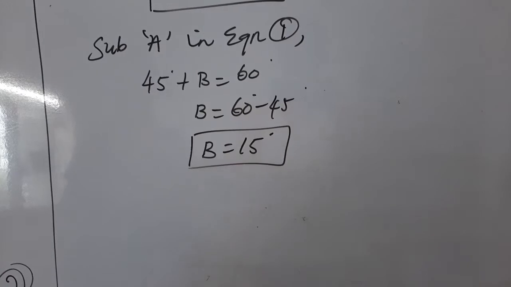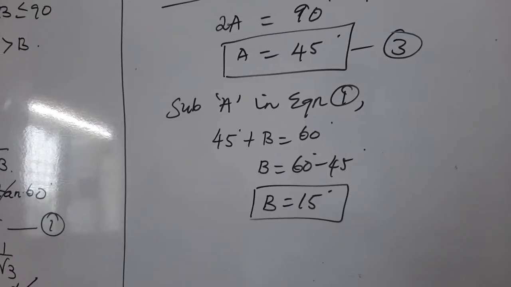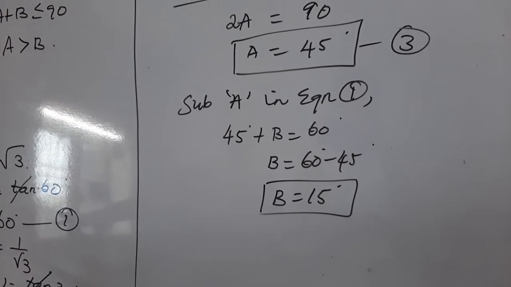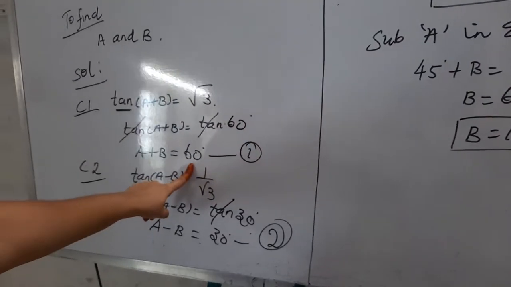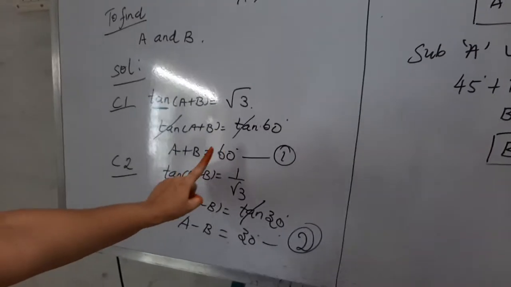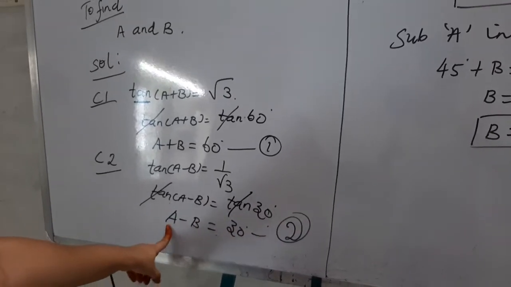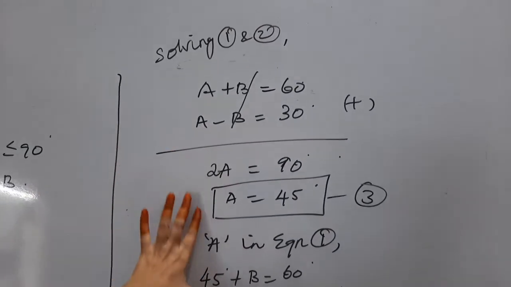So, with the given conditions tan(A + B) equal to root 3 and tan(A - B) equal to 1 by root 3, using the trigonometric ratio table, we solved this sum. First, the value of root 3 we substituted and we got one linear equation in A and B. Then the value of 1 by root 3 we substituted and got another equation with variables A and B. Then using linear equations we solved that and got A.